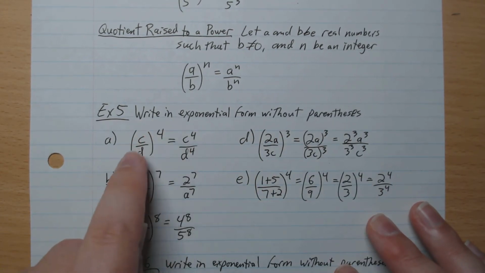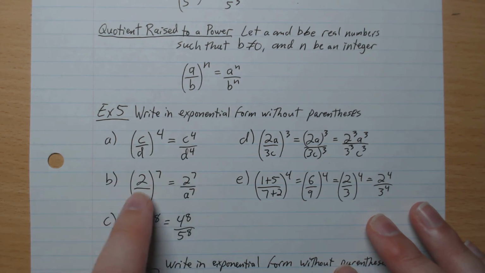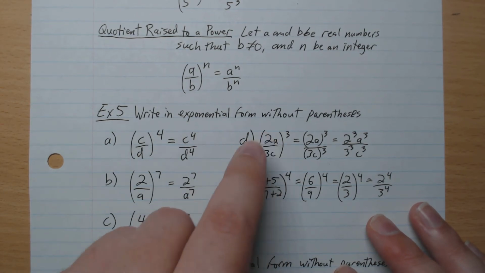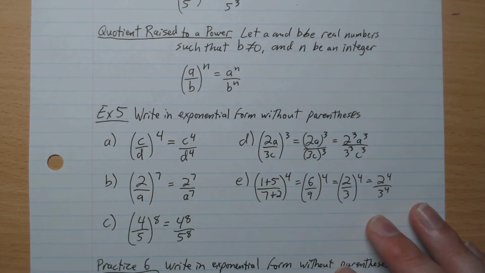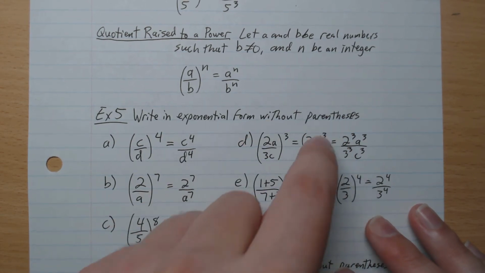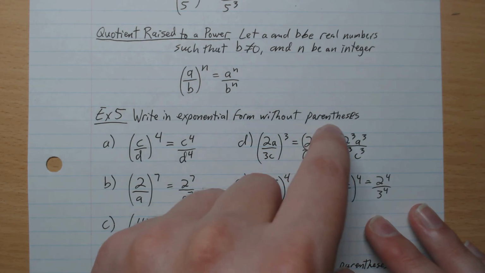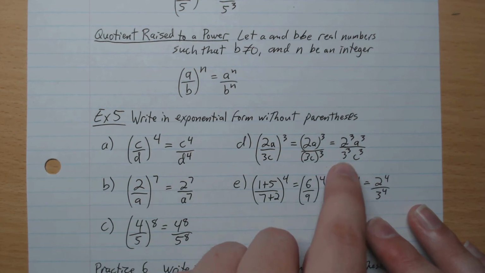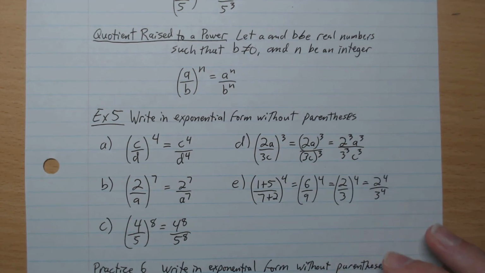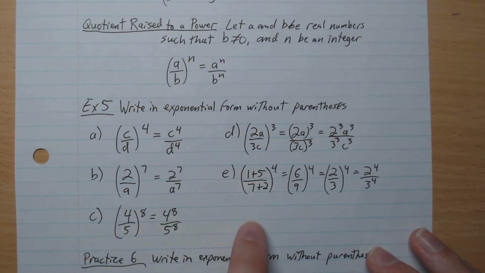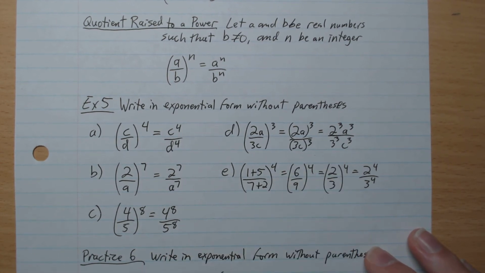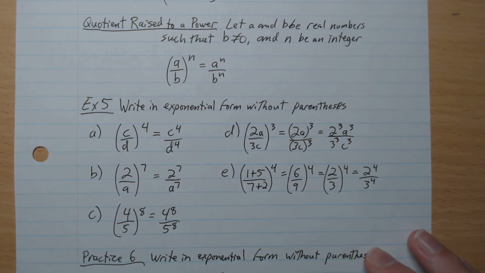So this is c to the 4 over d to the 4, 2 to the 7 over a to the 7, 4 to the 8 over 5 to the 8. Then 2a over 3c, all of that cubed, so the 3 goes to the top, and the 3 goes to the bottom. And then now we distribute again. 2a cubed is 2 cubed a cubed. 3c cubed is 3 cubed c cubed, like that. 1 plus 5 over 7 plus 2. This gives 6 over 9, reduces to 2 over 3. So we have 2 to the 4 over 3 to the 4, like that.